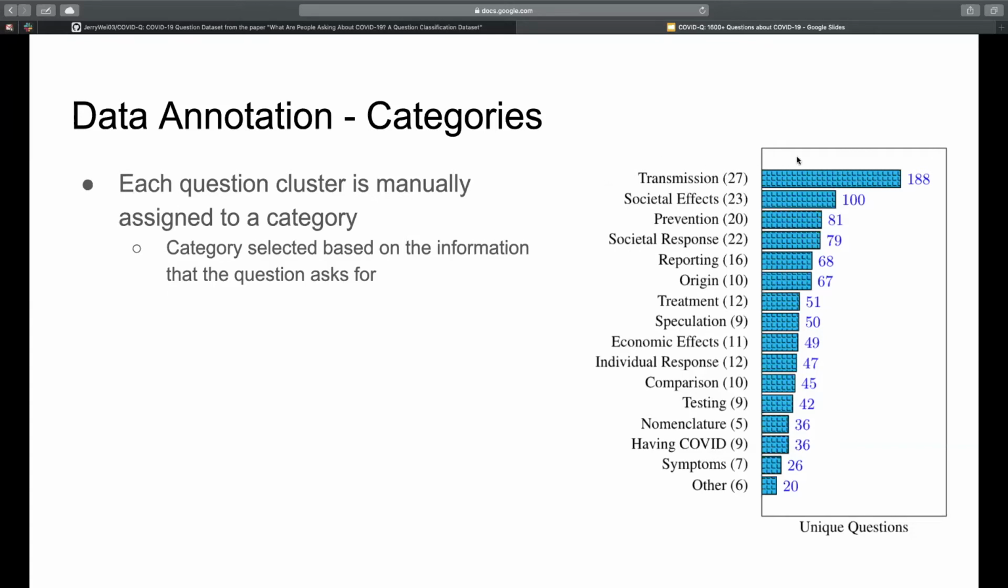As a summary, I'm going to use the transmission category as an example. There are 188 unique questions that have been grouped into 27 clusters in this transmission category. You can go down the rest of these categories and see the distribution for each of them. Just to clarify, the difference between this category annotation and the previously mentioned cluster annotation is that categories are much broader and categorize what type of information a question is asking for. Clusters, on the other hand, are more specific and group questions that ask the same thing together.